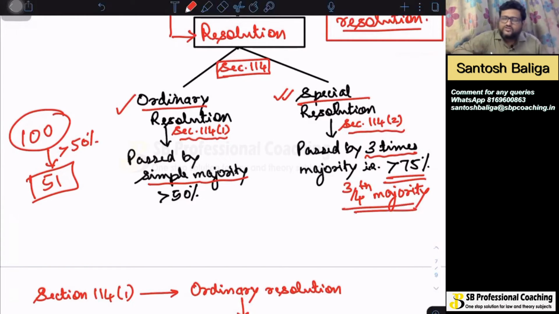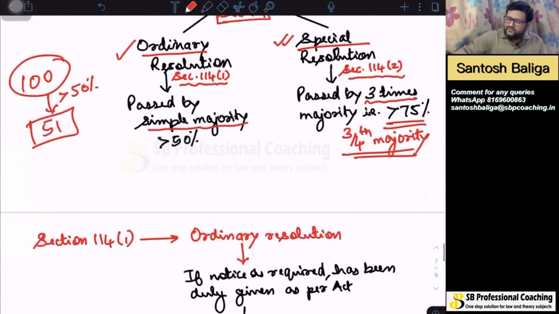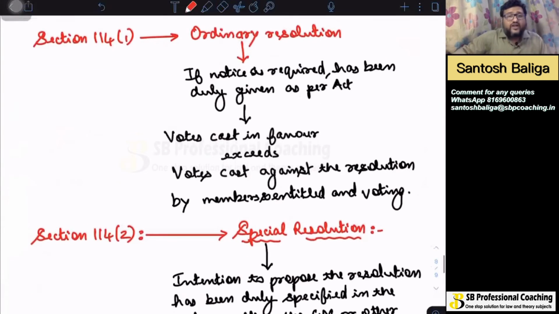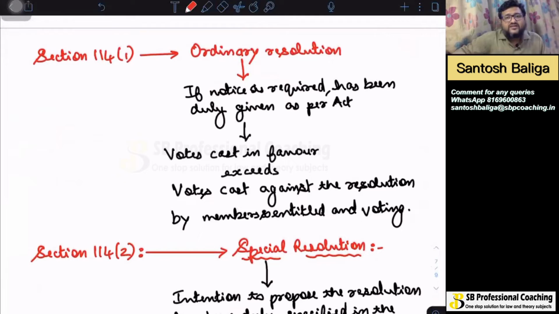Okay. So this concept is clear. This must be already known to you because resolutions is something that we have been learning from our 12th standard, in the subject of secretarial practice, if any one of you had opted for secretarial practice. Now, in terms of ordinary resolution, let us try and understand what are the conditions for the same.